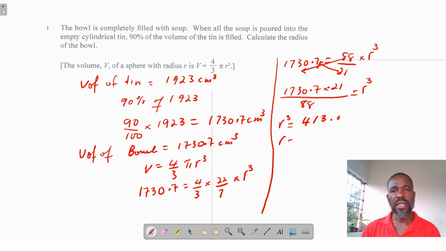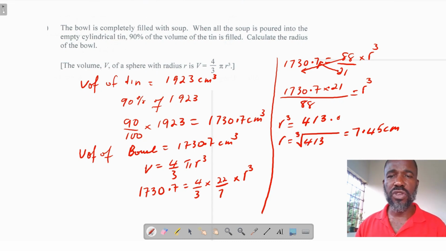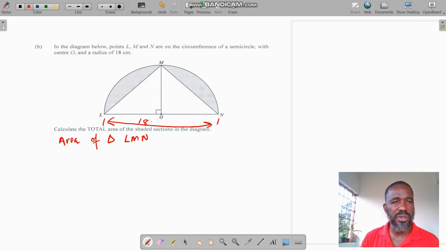Therefore r is equal to the cube root of 413, and in that case our answer is equal to 7.45 centimeters, because remember we're finding the cube root. So r is equal to the cube root of 413.